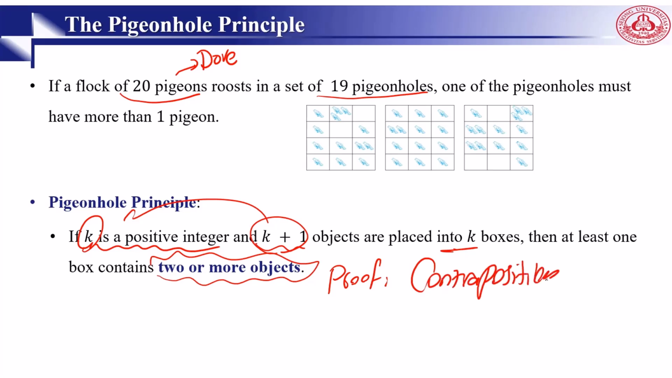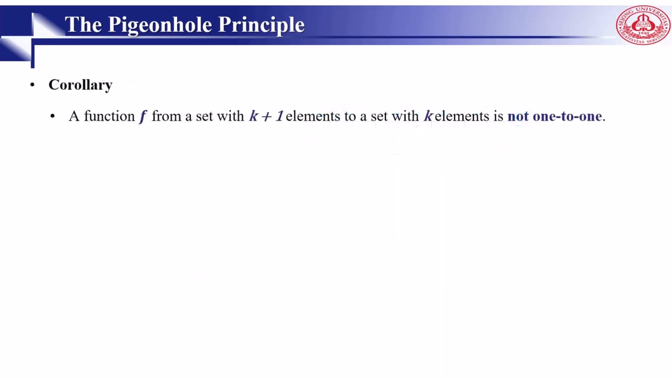But in contraposition, we suppose none of the k boxes has more than one object, because here it says at least one. We say none, contraposition. Then the total number of objects will be k. This contradicts the statement where we say k plus 1. That's why it's correct.